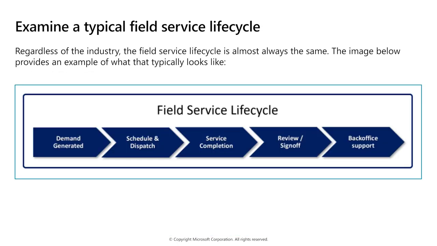So let's now go take a look at a typical life cycle. And regardless of the industry, it's almost always the same. There could be some slight tweaks for very specialized parts, but essentially this is what it looks like. The first thing is demand generated. This is the trigger that creates the work order for it.